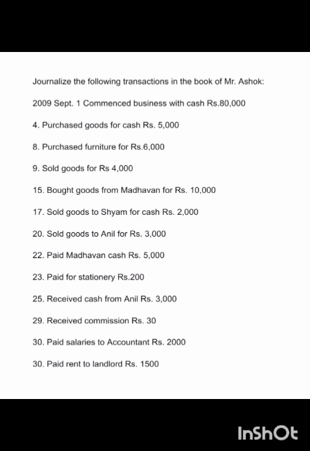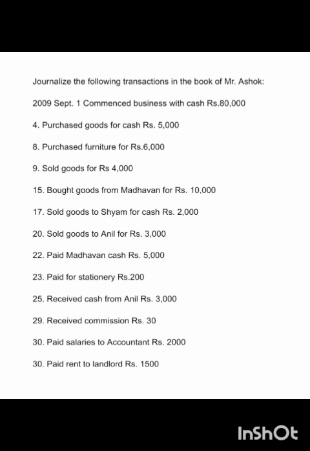Let's begin. Journalize the following transactions in the book of Mr. Ashok. 2009 September. 1. Commenced business with cash, rupees 80,000. September 4. Purchased goods for cash, rupees 5,000. September 8. Purchased furniture for rupees 6,000. September 9. Sold goods for rupees 4,000.